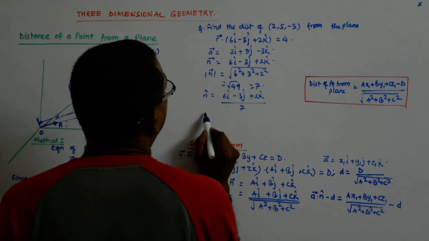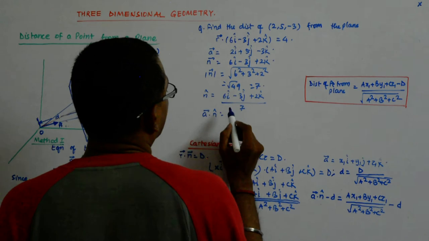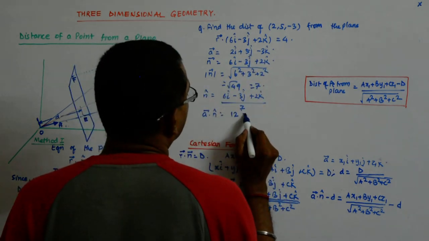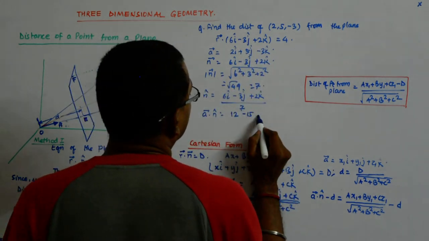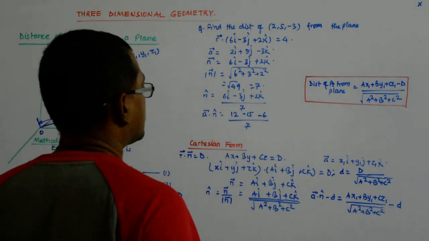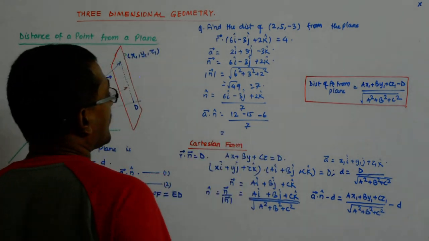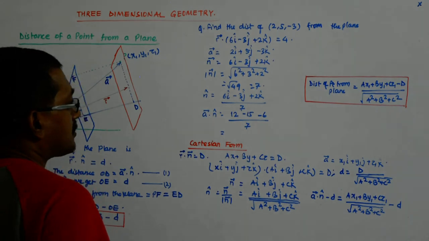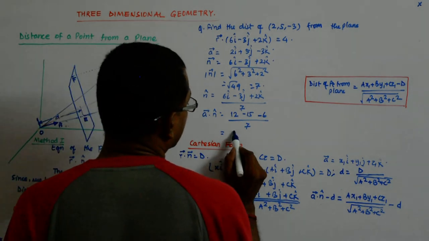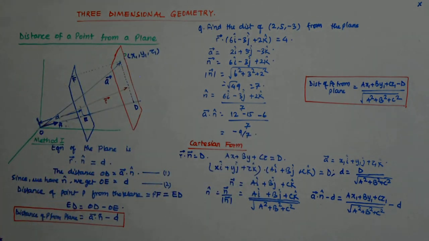So a dot n cap, what is a dot n cap? This is very simple. 2 into 6 is 12, 5 into minus 3 is minus 15, minus 3 into 2 is minus 6, divided by 7. Okay, now what is that? That gives me minus 9 upon 7. So a dot n cap is minus 9 by 7.